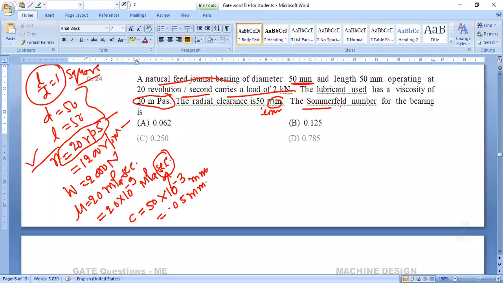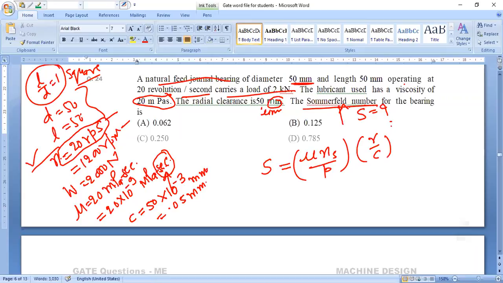Summerfield number. The Summerfield number for the bearing is. Question is asking about the Summerfield number. You have to calculate S. S is the Summerfield number. So the formula for the Summerfield number is mu times NS by P, R by C whole square. It is the formula for the Summerfield number.